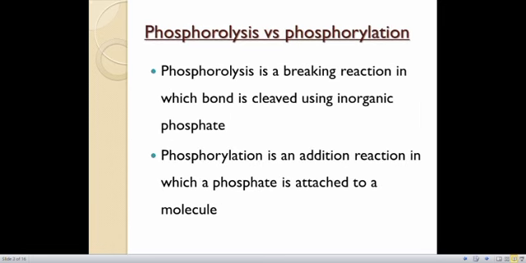Going further, a lot of us are getting confused between phosphorylasis and phosphorylation, but these two terminologies are totally different from each other. Phosphorylasis, as we discussed earlier, is the cleavage of bond by using phosphate. Okay, this is a breaking reaction, while phosphorylation is an addition reaction in which phosphate is attached to a molecule. Usually ATP is added to a molecule. Okay, this is the difference between phosphorylasis and phosphorylation.